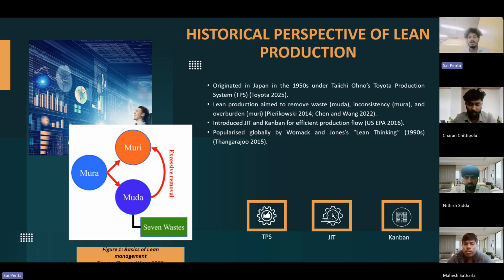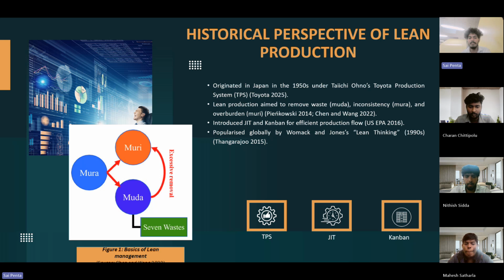As part of Toyota's production system, lean's main goal was to create an effective value-based production system by identifying and eliminating waste, inconsistency, and overburden. Toyota developed concepts such as just-in-time production and Kanban systems in response to issues with inventory and production flow in Japan's resource-hungry post-war economy, which demanded maximum output from limited resources.